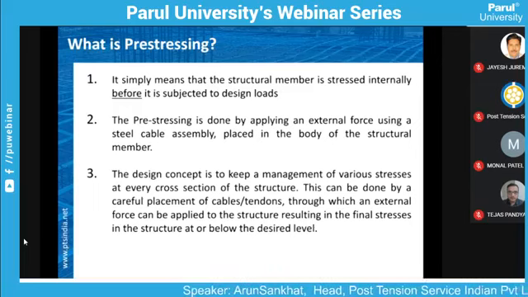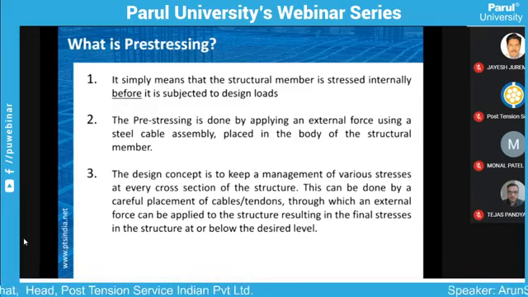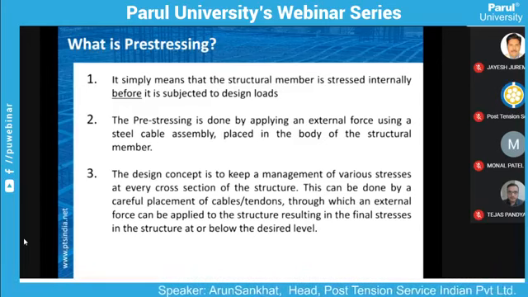Now that is one step. The second step, or you can say one step ahead from that mechanism, is known as prestressing. What we are doing in prestressing is trying to introduce some stresses internally before it is subjected to its service loads. So that is the meaning of pre-stressing.